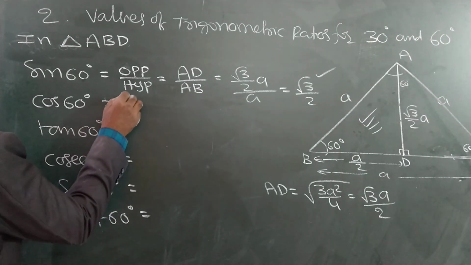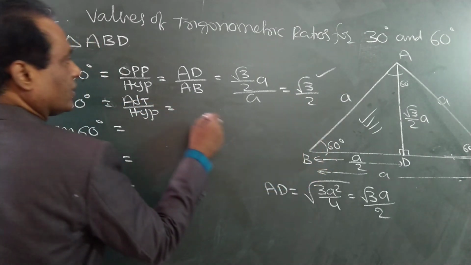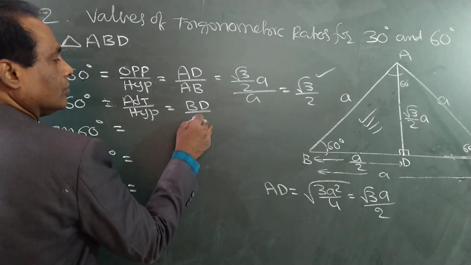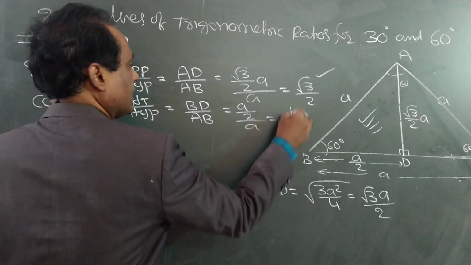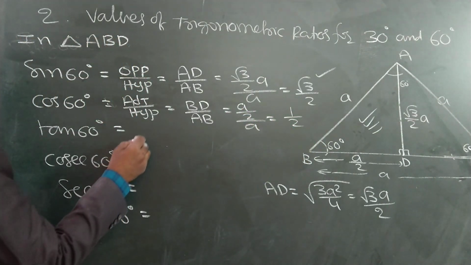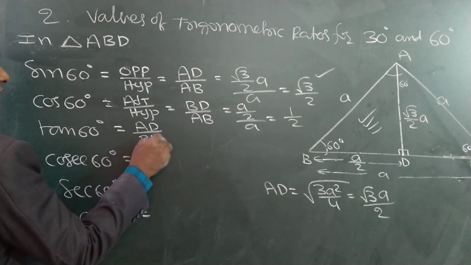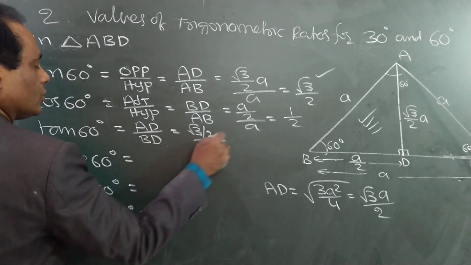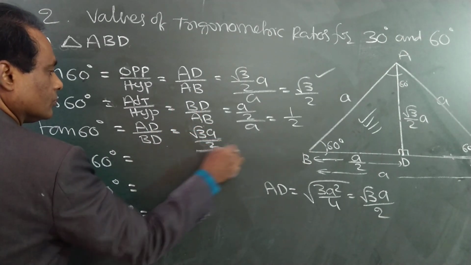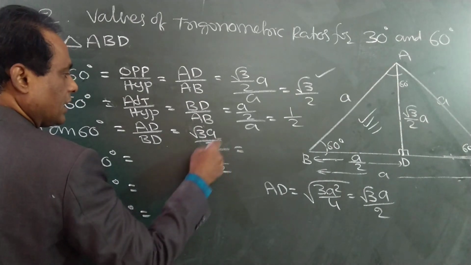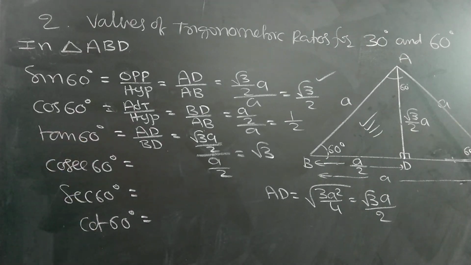Cos also, write down. Adjacent is BD by AB. BD is A by 2, by A, A cancels, 1 by 2. Tan is opposite by adjacent. Root 3 by 2 A by A by 2. A cancels, 2 cancels, root 3. In the same way, you prepare these three also.